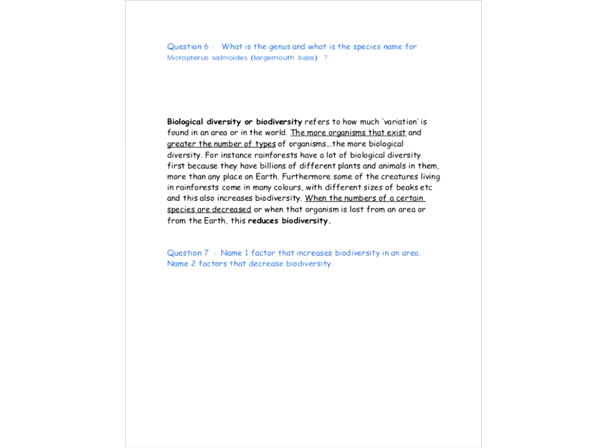Okay, I think the next question is going to be a pretty easy one. So the question here, what is the genus and what is the species name for Micropterus salmoides? So Micropterus salmoides. So what is the genus and what is the species?